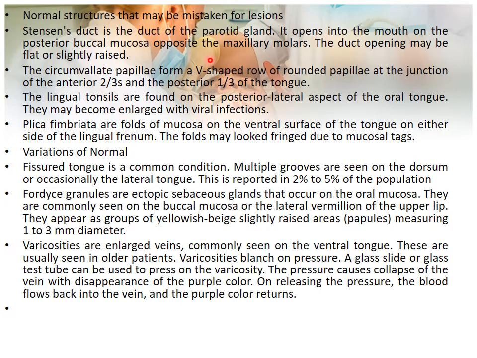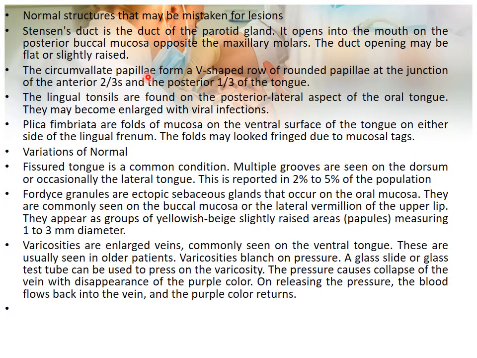Second, the Fordyce granules, and it is considered to be ectopic sebaceous glands that mostly occur on the oral mucosa, and are commonly seen in the buccal mucosa and the lateral vermilion of the upper lip. They appear as a group of yellowish, slightly raised areas, as we are going to see in the second slide.